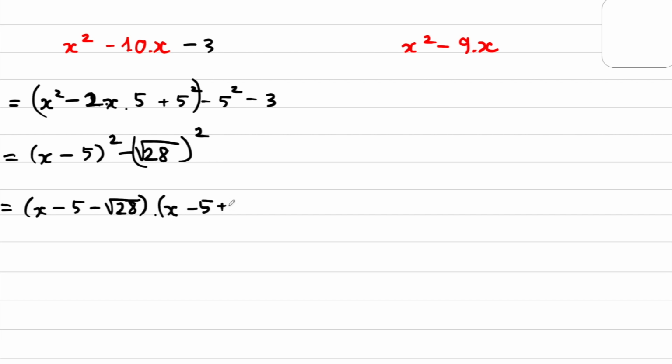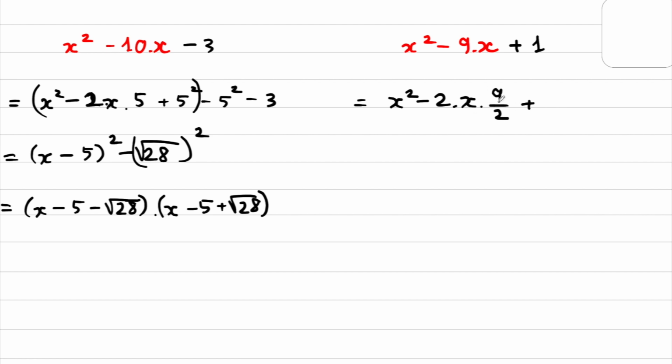x minus 5 plus square root 28, like here. That's it. And the next one you got here is plus 1. How can you work with this? 2 outside, and now a little bit harder because you got 9 here, an odd number. So take a factor of 2, you got 9 over 2 here.